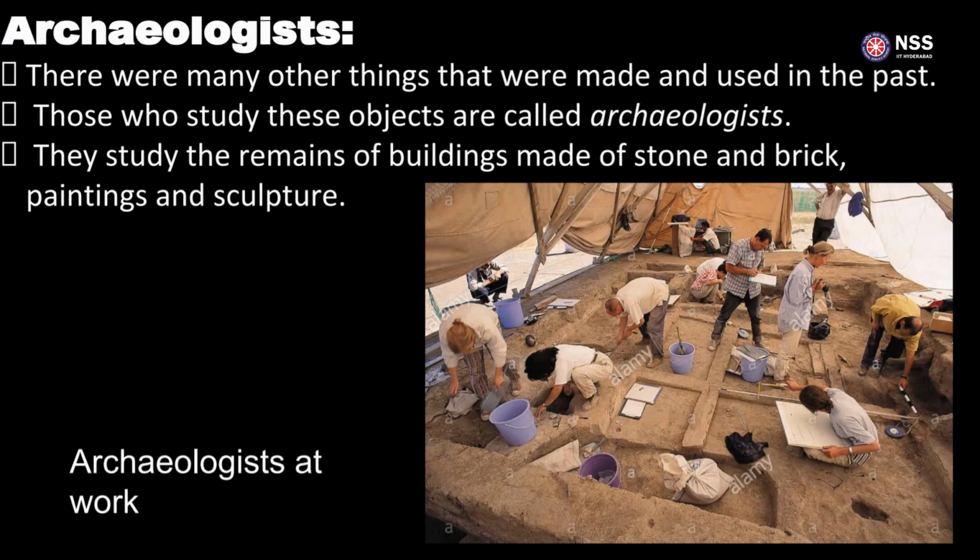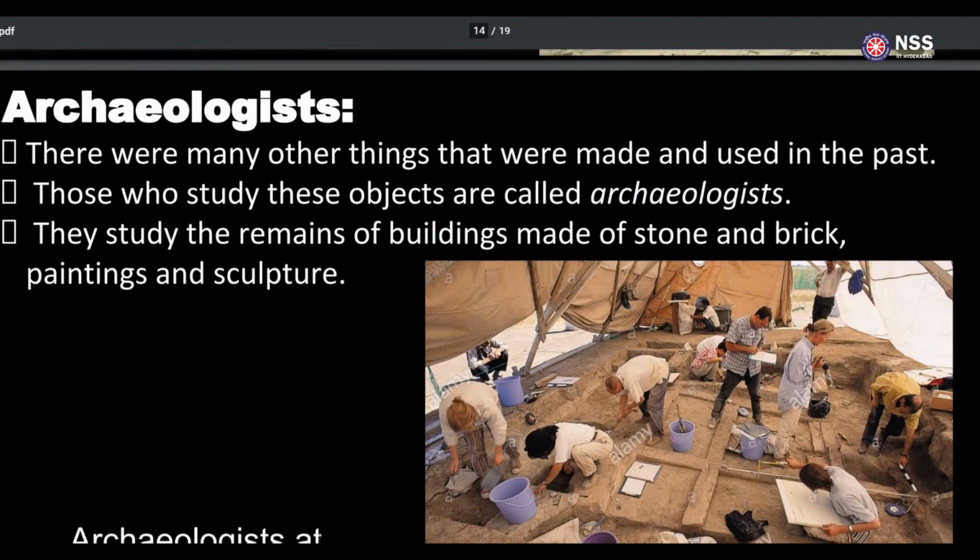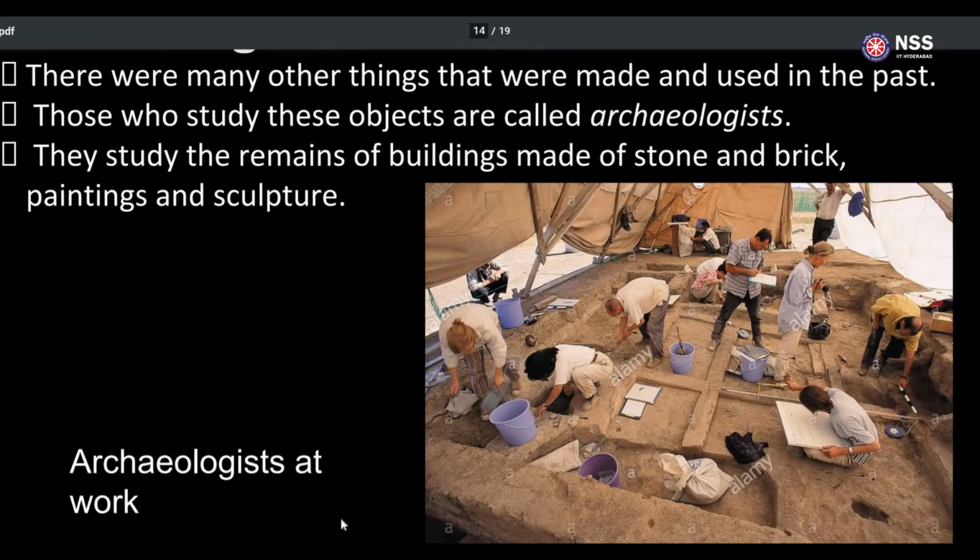Here we find who archaeologists are. You might have heard this name. There were many things that were made and used in the past, and the people who study these objects are called archaeologists. They study the remains of buildings made of stone and bricks, and also paintings and sculptures of the past. You see, all these people are called archaeologists.